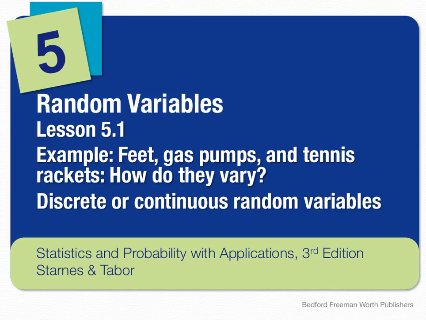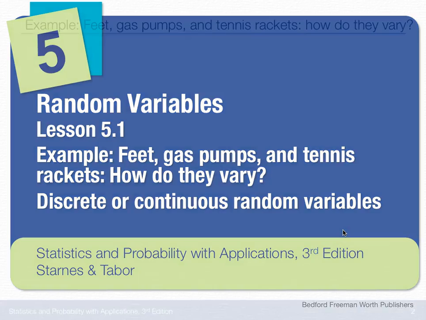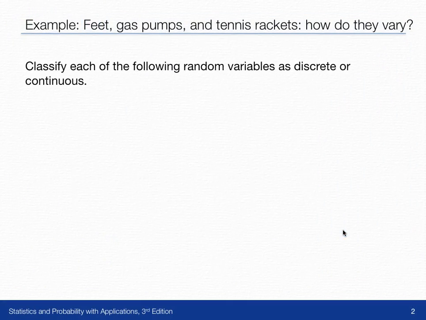In the lesson 5.1 example, feet, gas pumps, and tennis rackets, how do they vary? We're going to look at what makes a random variable discrete versus continuous. We want to classify each of the following random variables as discrete or continuous.